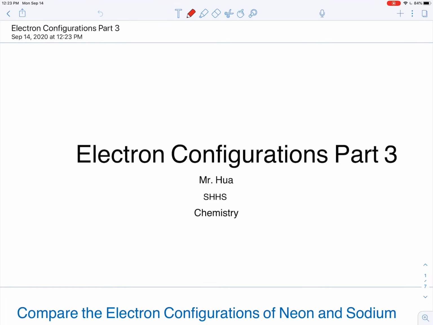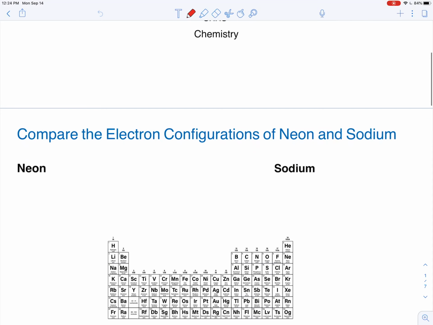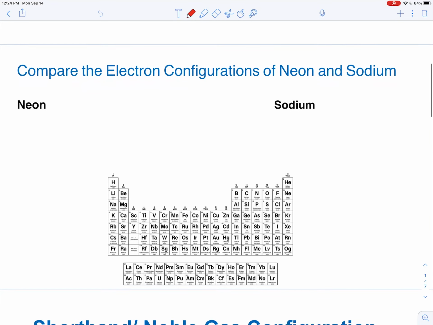Alright everyone, today we are doing part 3 of electron configurations. This will be the final thing we learn about electron configurations. So let's start with a little review here. We're going to compare the electron configurations of neon and sodium. So remember, before we can find it on the periodic table.